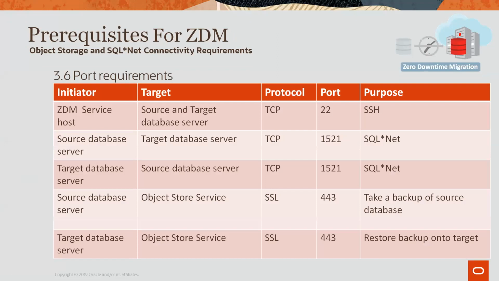Port 443 should allow incoming connections from object store to source database server to perform RMAN backup operations. Port 443 should allow incoming connections from object store to target database server to perform RMAN restoration operations.